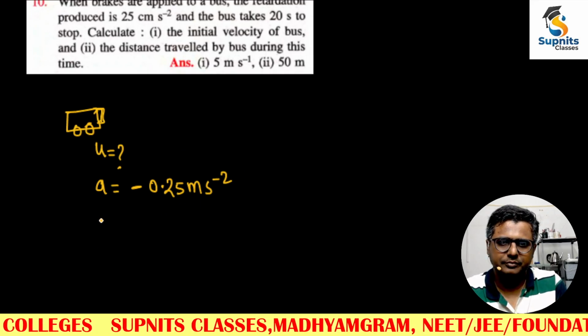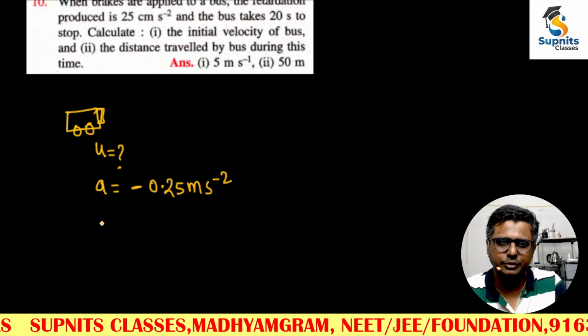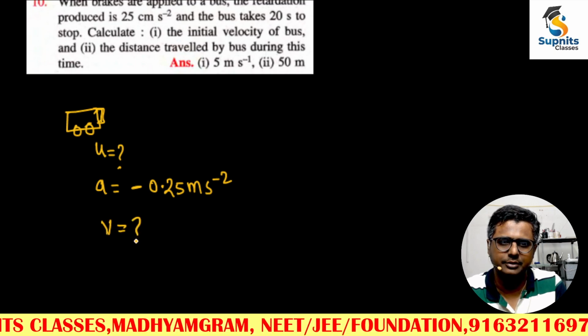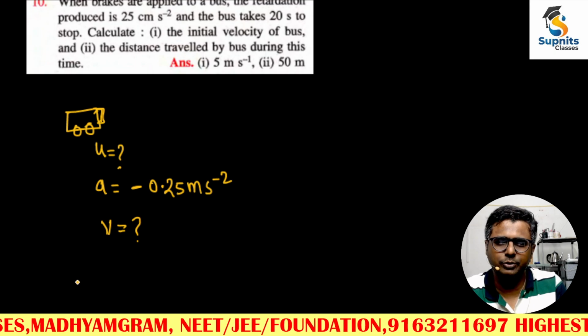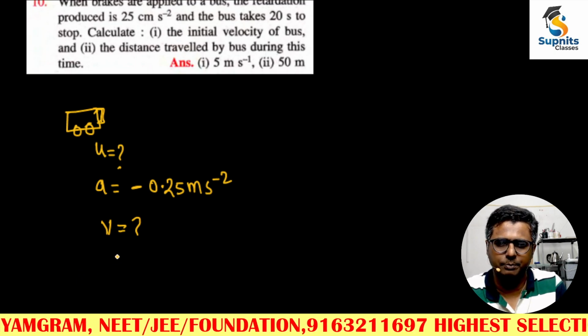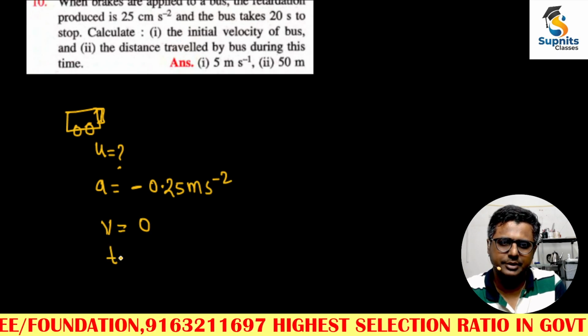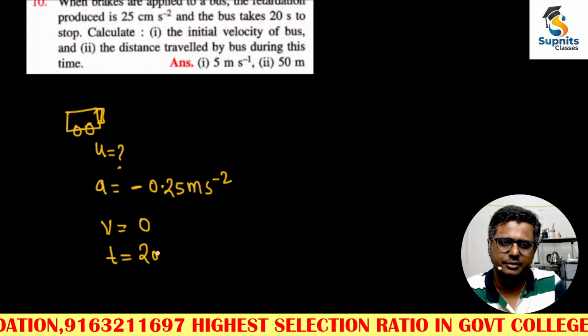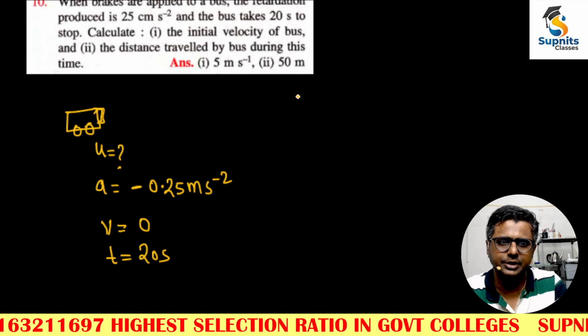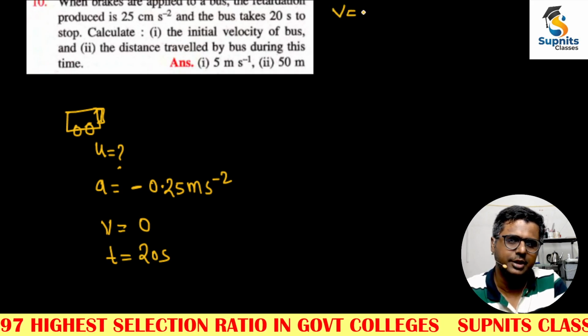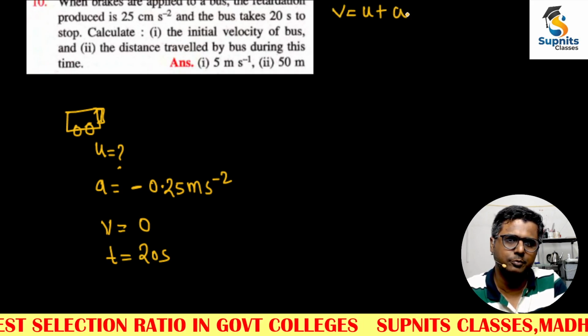Now what do we have to find out over here? We don't know what is V, so I'll write it like this. The bus takes 20 seconds to stop. Oh, it will stop. So I know V. V is equal to 0, and the time is 20 seconds. I have to find out the initial velocity. So I'll use a very simple equation over here. V is equal to U plus AT.